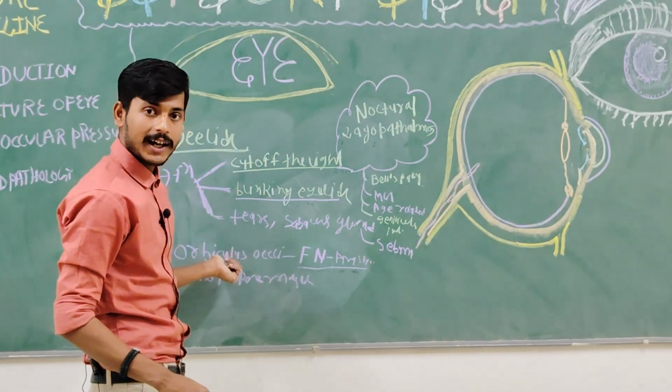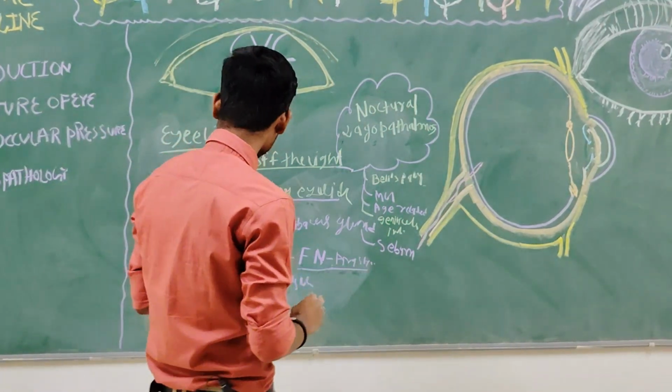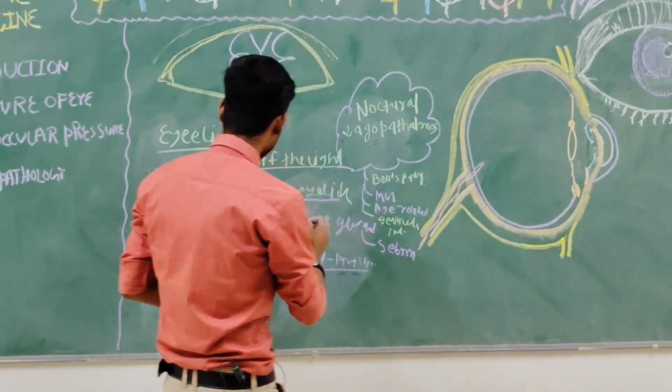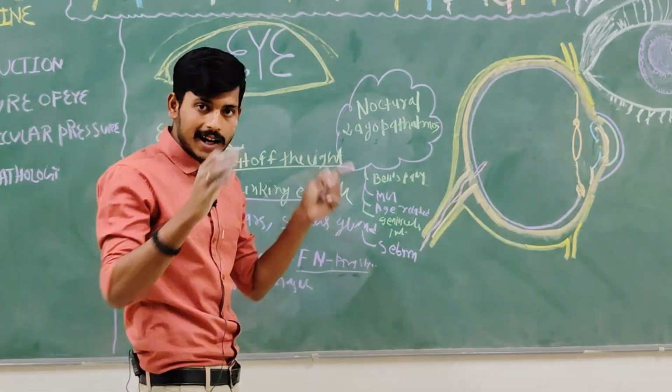Now, blinking of the eye, as I said, the facial nerve parasympathetic part also innervates the orbicularis oculi, but the blinking of the eye is a reflex action. Write down: the blinking of the eye is a reflex action. Reflex action means there is a reflex arc.